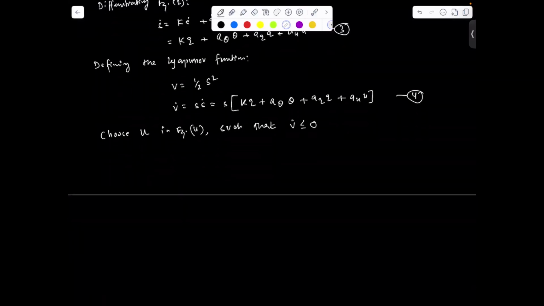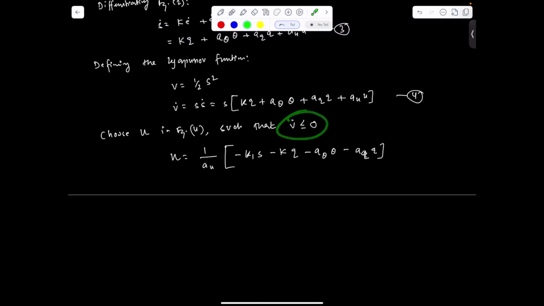From this we can write U equal to 1 upon AU into K1 S minus k q minus A theta theta minus AQ q. I hope this is clear, this part is making the V dot negative semi-definite. This part we have done during the study of Lyapunov function.